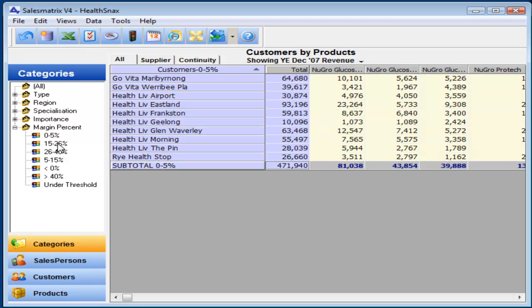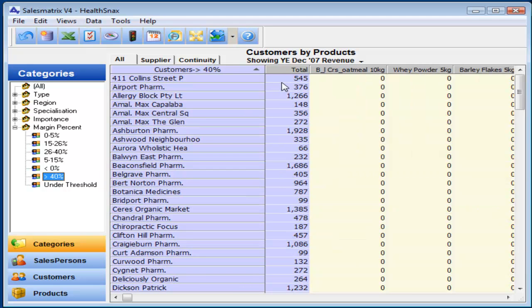Now, of course, we focus very much on this 0 to 5 environment, but in addition to that, we have the ability to review our good margin areas and see how we can grow these areas as well.